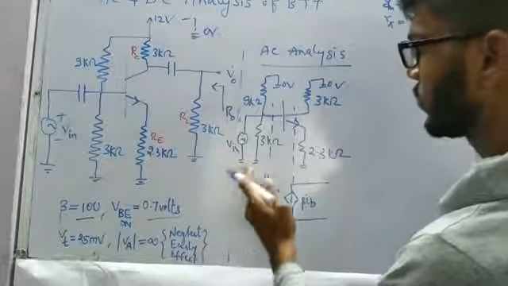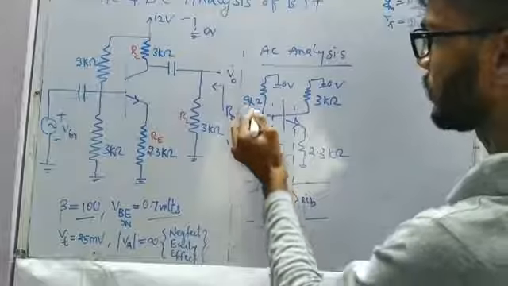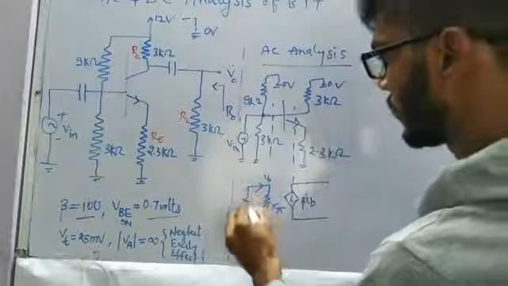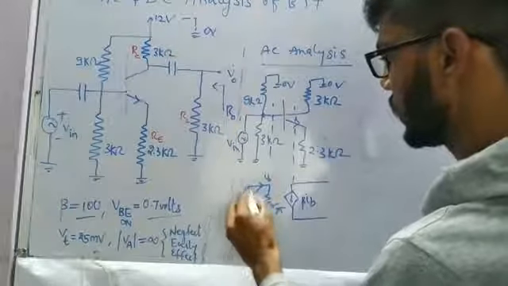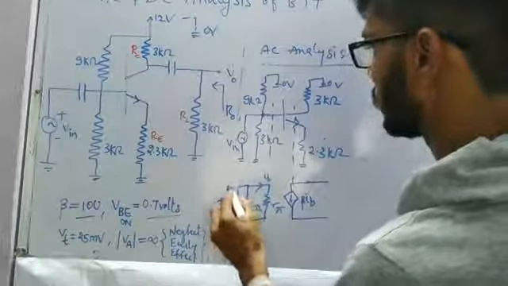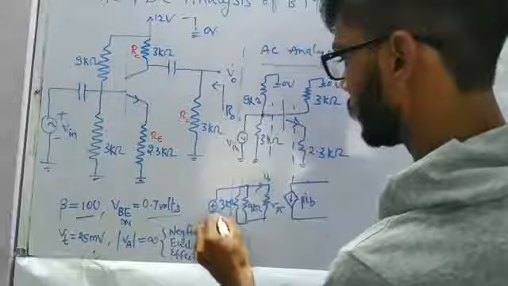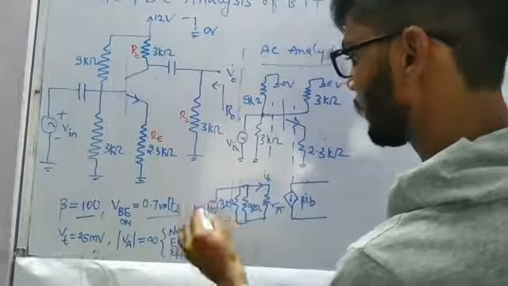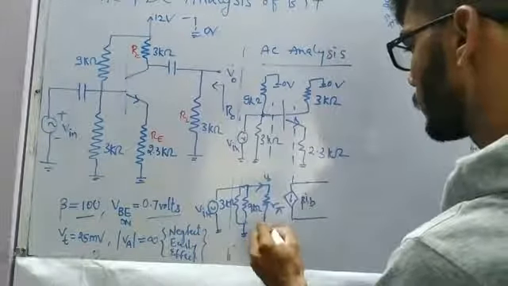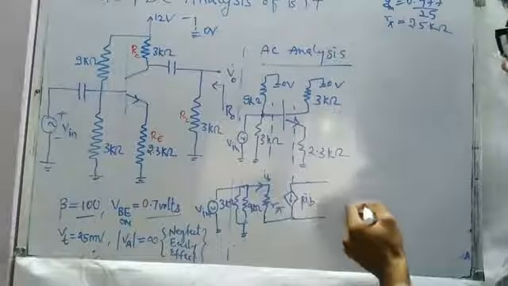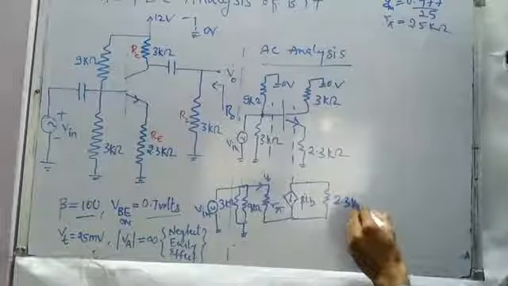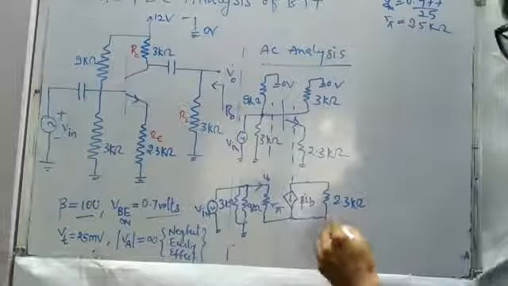Before this side, this is having 3 kilo ohm and 9 kilo ohm, and at this particular point both are connected at 0 volt, so we can take this as 9 kilo ohm, and this other one will be 3 kilo ohm, and now we have plus minus V in, the supply voltage, and they are connected here. So at the output we have 2.3 kilo ohm as an RL.